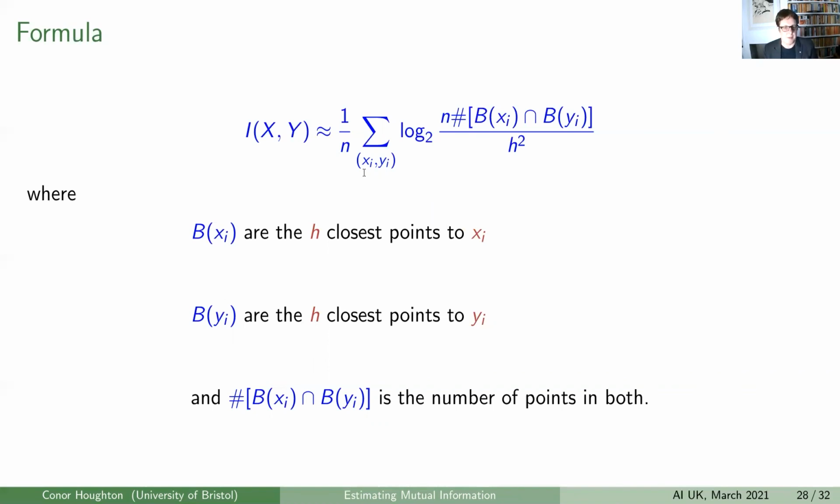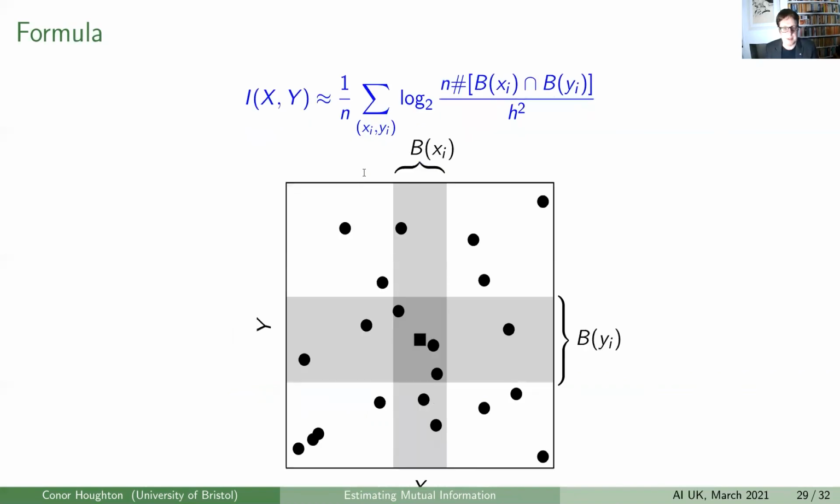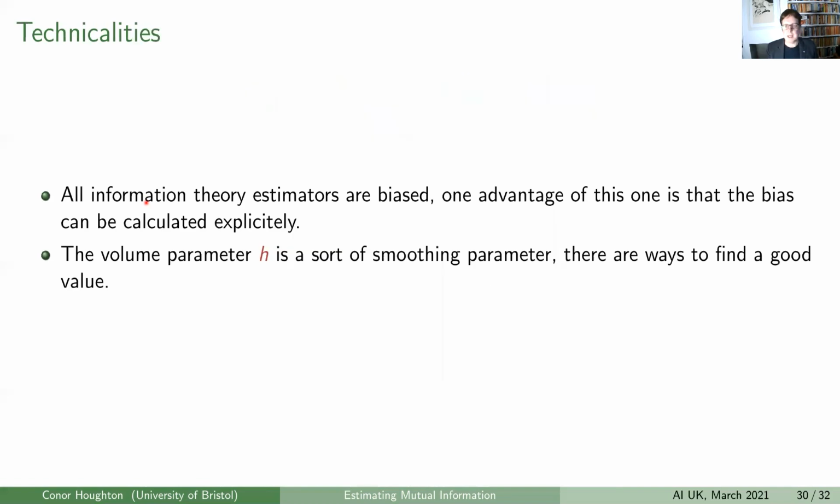Now, here's a quick picture. So here's the Y space, which could have a huge dimension or no dimension at all. Here it's just one dimension. The gray vertical line marks the h points, in this case h is 7, closest to the point that we're now using in the average. Here the same for the X space, the gray region, the 7 closest points. The intersection is 4, and so there'll be a 4 here, 7 squared there, and the total number of points there. That's the estimator.